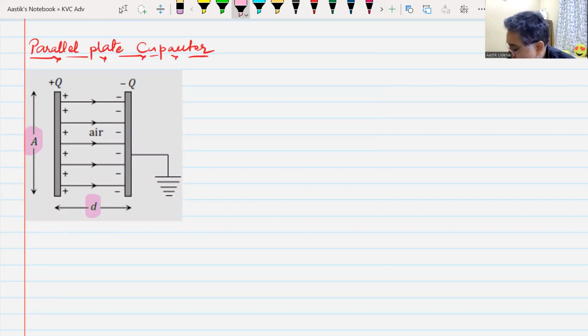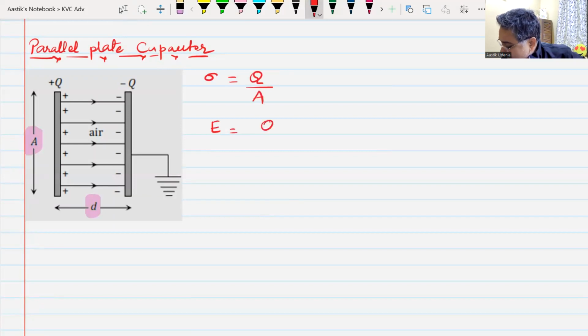Yes, sir. Now, the charge on the capacitor will be known as plus Q, which is the charge on the positive plate of the capacitor. Now, let us write what we know about this capacitor. The surface charge density sigma will be Q by A. Yes or no? Yes, sir. The electric field between the two plates will be written as Q by A epsilon naught. Yes or no? Yes, sir.